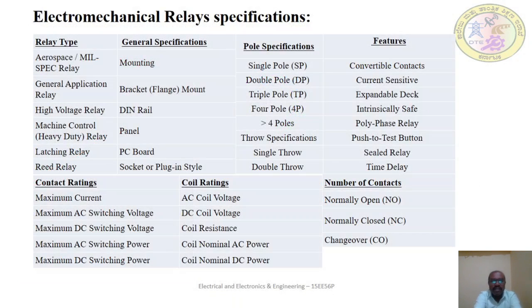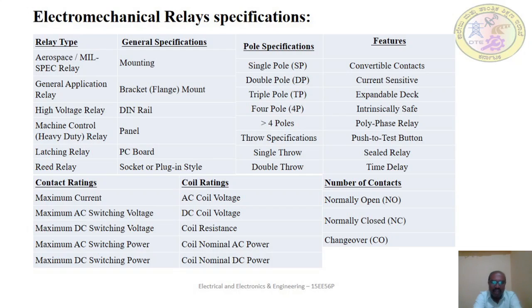Next, you can see the technical specifications. If you buy an electromechanical relay, there are specifications. What is the relay, which is the type of the relay? Either it is a general specification, high voltage relay, latching relay, or reed relay. Next, mounting: how is it mounted? Bracket mount or flange mount, DIN rail, panel, PC board, socket or plug-in style.